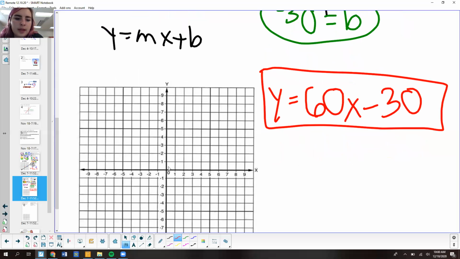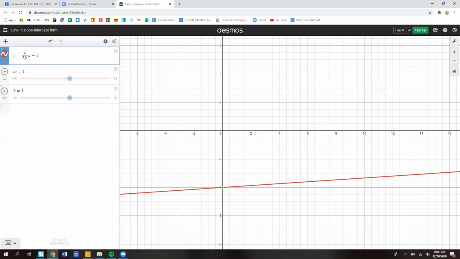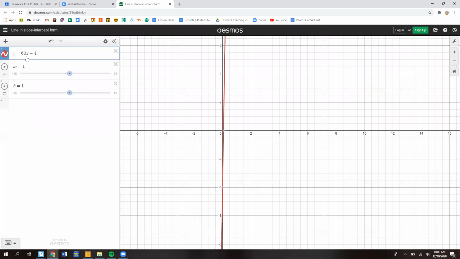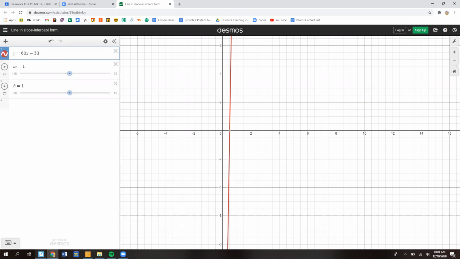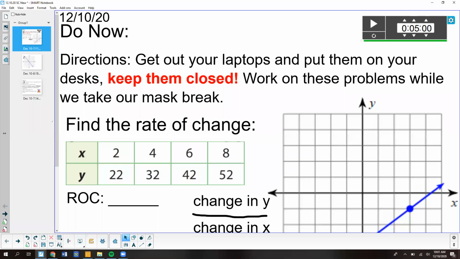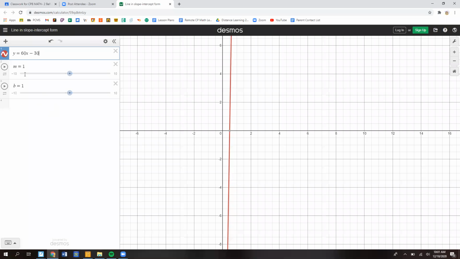Well, I can't really plot that on this graph, but let's go ahead and do it on Desmos so I can show you guys. So let me go ahead and minimize this. So y equals 60x minus 30.